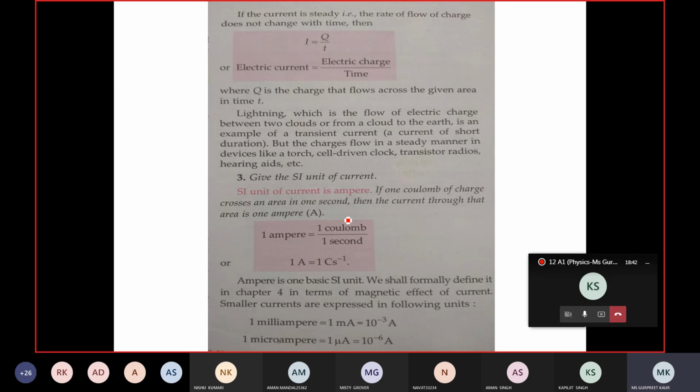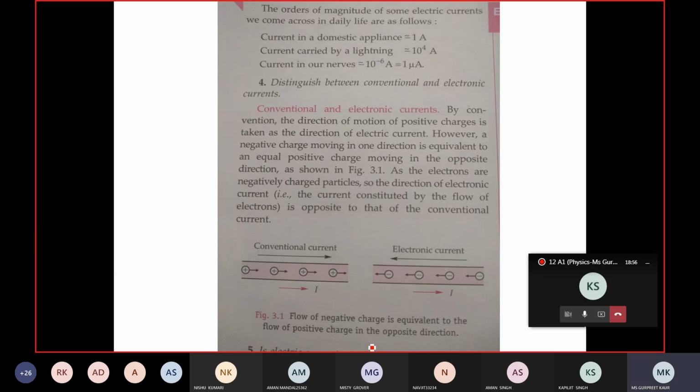Other units of current are milliampere, 1 milliampere being 10 raised to the power minus 3 ampere, and microampere, that is 10 raised to the power minus 6 ampere. Order of magnitude of some electric currents we come across in daily life: current in our domestic appliances is of the order of 1 ampere. Current carried by lightning is 10 raised to the power 4 ampere. Current in our nerves is 10 raised to the power minus 6 ampere.